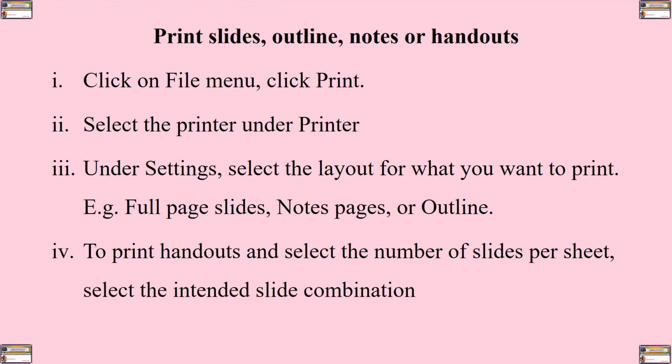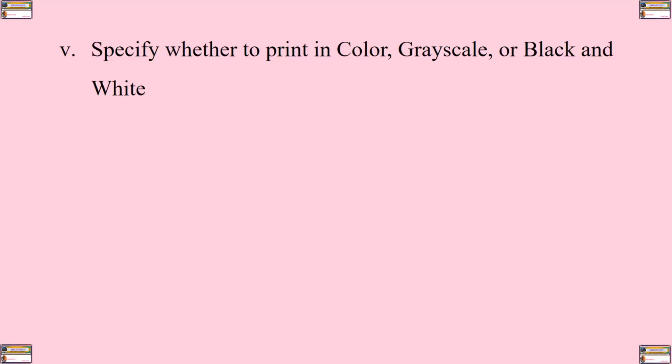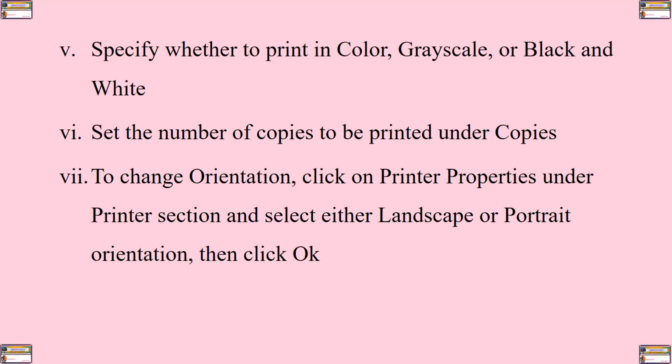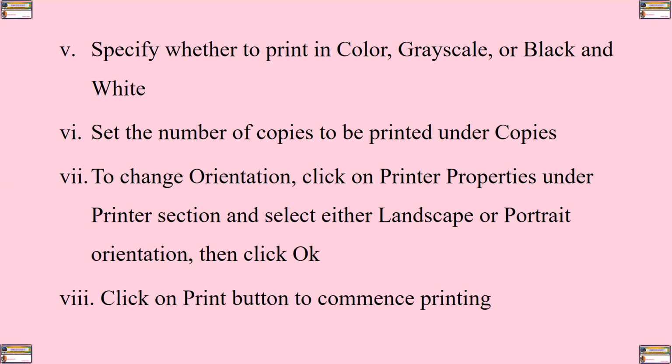To print handouts and select the number of slides per sheet, select the intended slide combination, or what we call the slide layout or sheet layout. Specify whether to print in color, grayscale, or black and white. Set the number of copies to be printed under Copies. To change orientation, click on Printer Properties under Printer section and select either Landscape or Portrait Orientation, then click OK. Then click on Print button to commence printing.